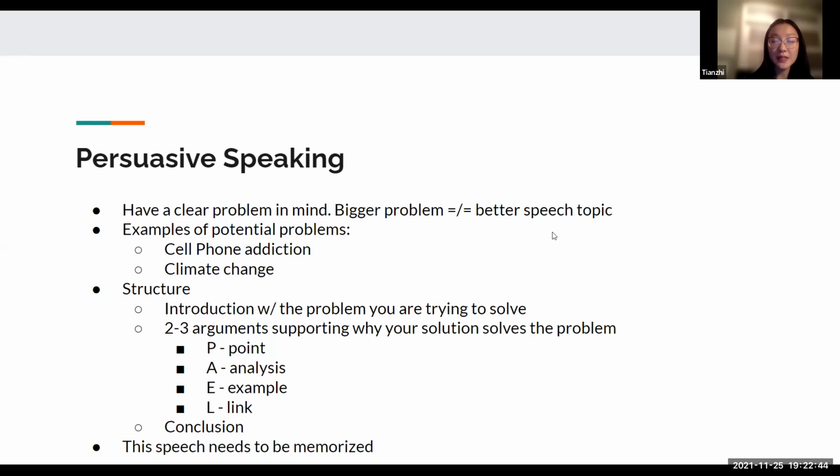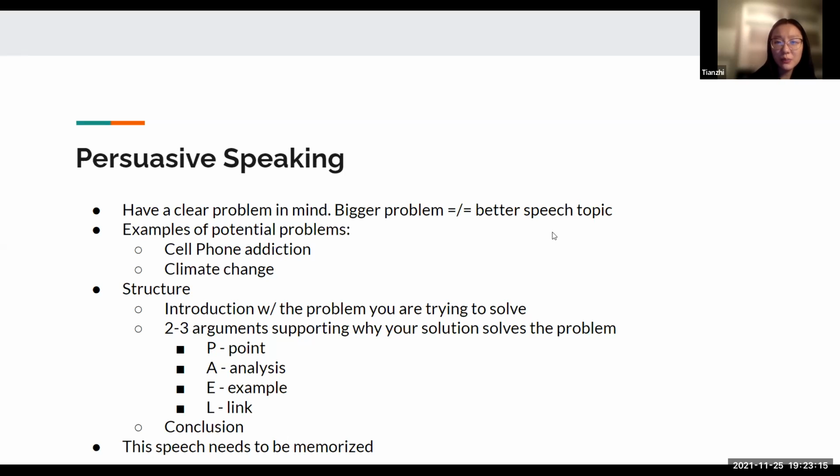One thing, though, is just because there is a bigger problem that you chose doesn't necessarily mean that it is a good speech topic. So bigger problem does not mean better. In fact, there are a lot of speeches that I have listened to that have chosen problems that are on a smaller scale. And if you do a smaller problem, you also have the advantage of going a little bit deeper and in more detail of exploring what that problem is.